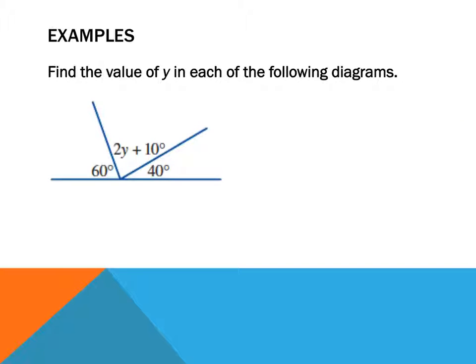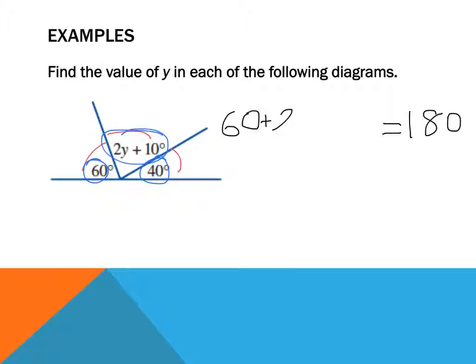Okay, find the value of y in the following diagram. Okay, this time it's a little bit harder. I've got 1, 2, and 3. Okay, but I know they must all add up to 180. I'll do the working here. Okay, and I know that it's this one, plus that one, plus that one. So 60 plus 2y plus 10 plus 40 equals 180.